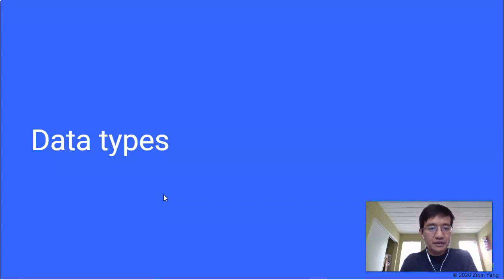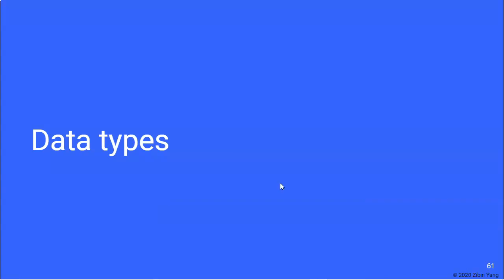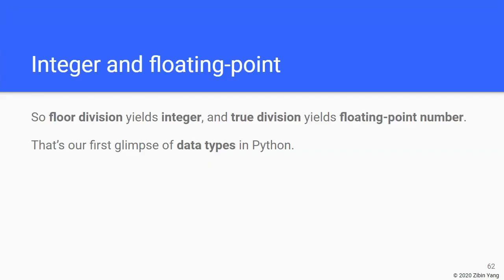Hi, in this video, we're going to do an introduction to data types in Python. So we have talked about integer division, which gives an integer result, and true division, which yields a floating point number result. So that's integer and floating point numbers. They are our first glimpse of what data types are in Python. So let's look at these in a little more detail.